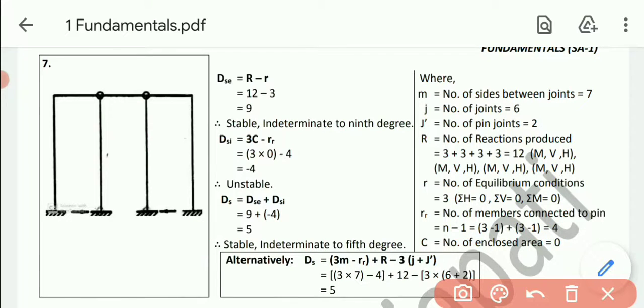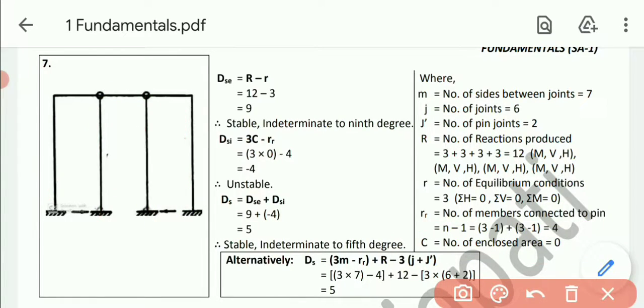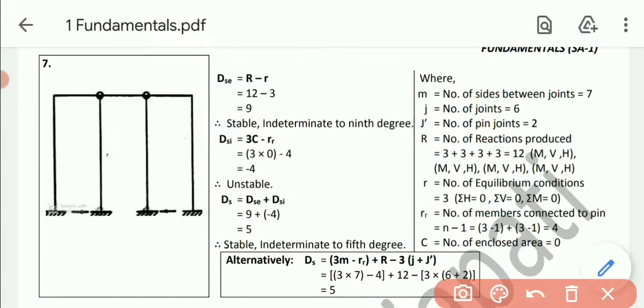Clear? And talking about enclosed area, there is no enclosed area. This one is open, this one is open, also this one is open. So C, the number of enclosed areas, is 0. So finally DSC, capital R minus small r. Capital R, that is 12, small r, that is 3. 12 minus 3, answer comes 9. So stable and indeterminate to 9th degree.